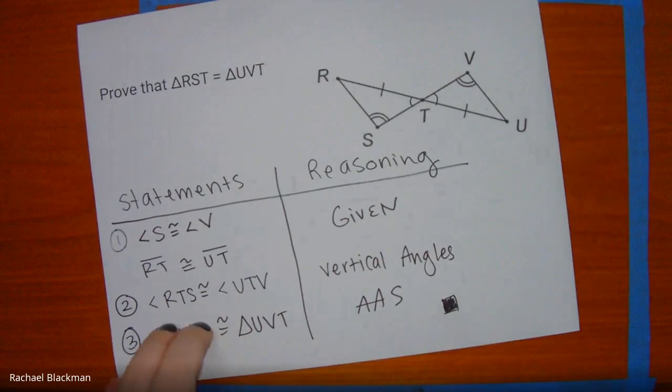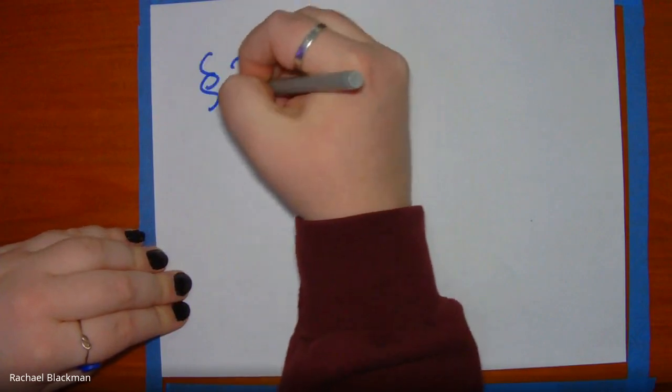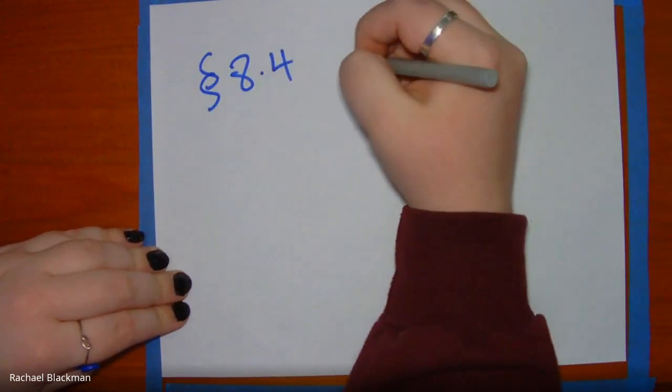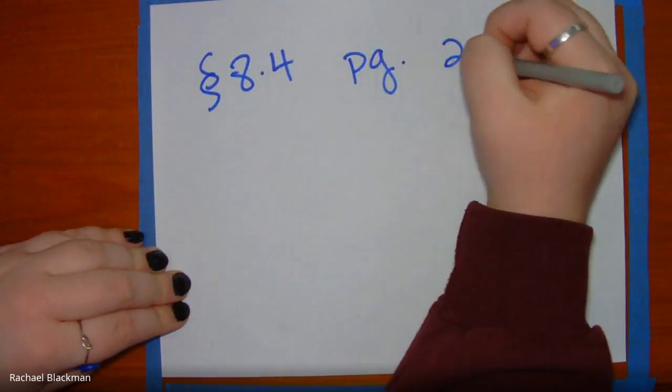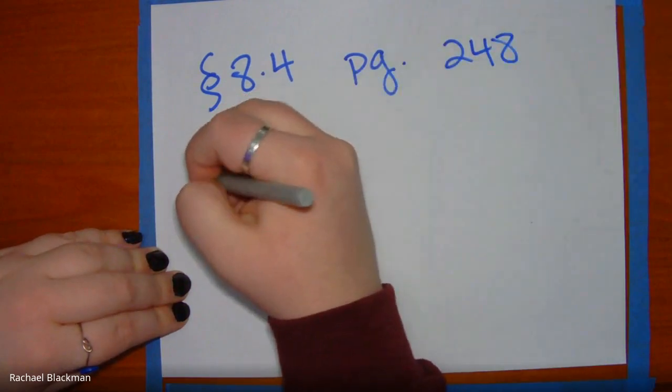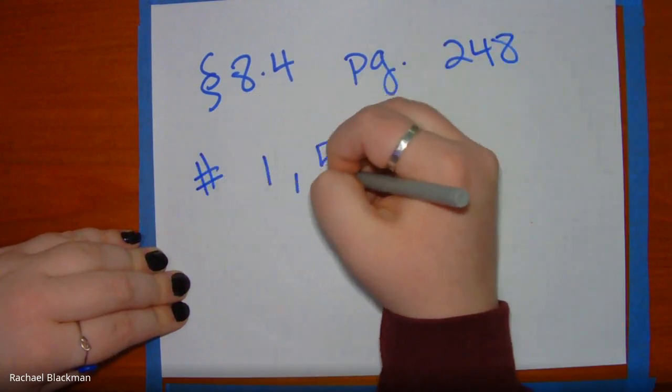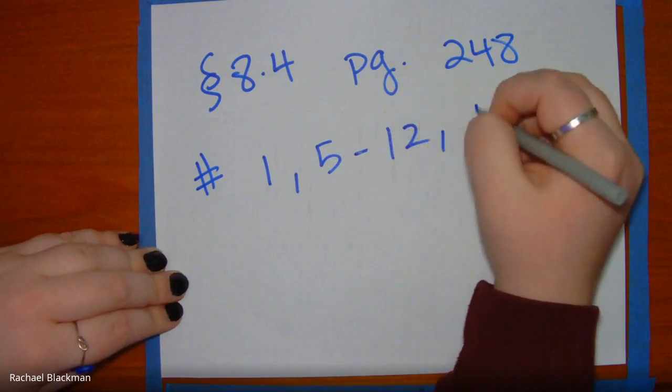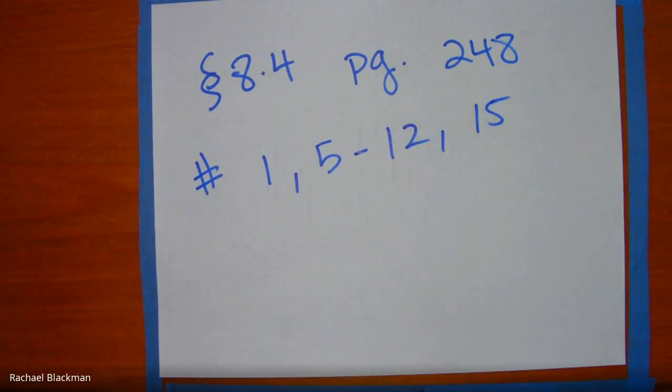Well, we'll have some practice with the homework here. I'm going to give that real quick. Let's see. So it is section 8.4. It's on page 248. Numbers 1, 5 through 12, and 15.